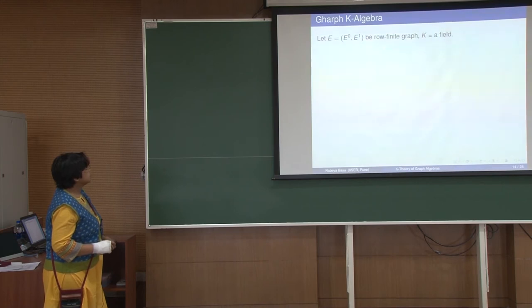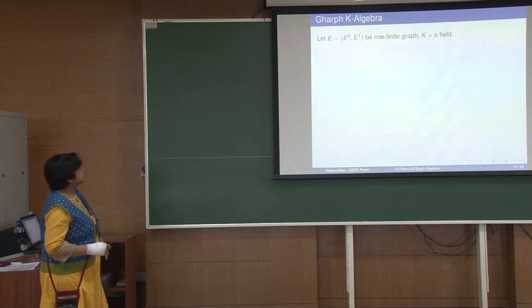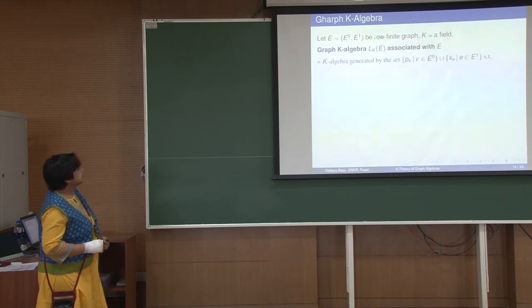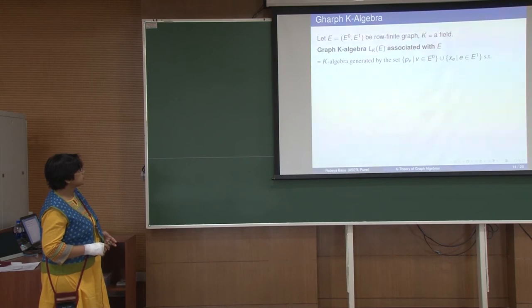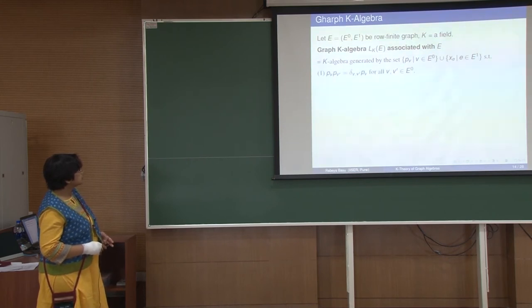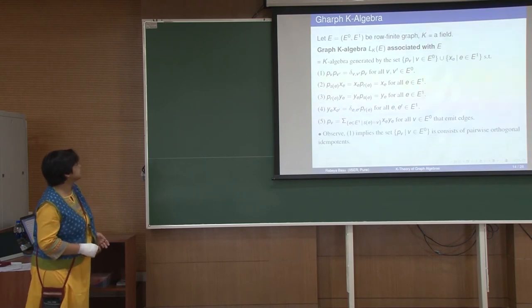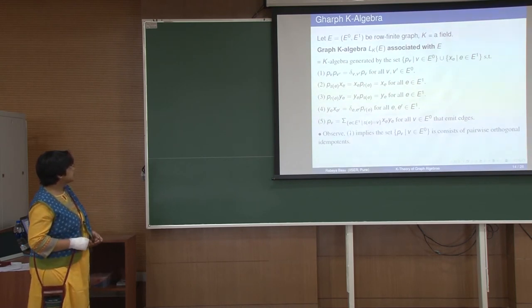So let E be a row finite graph and K be a field. The graph algebra L_K(E) associated with E is the K-algebra generated by p_v, these projections, and the x's. I am going quickly so that you know all these definitions. Observe that this implies the set consists of pairwise orthogonal idempotents here, and E row finite implies this, which you can deduce.